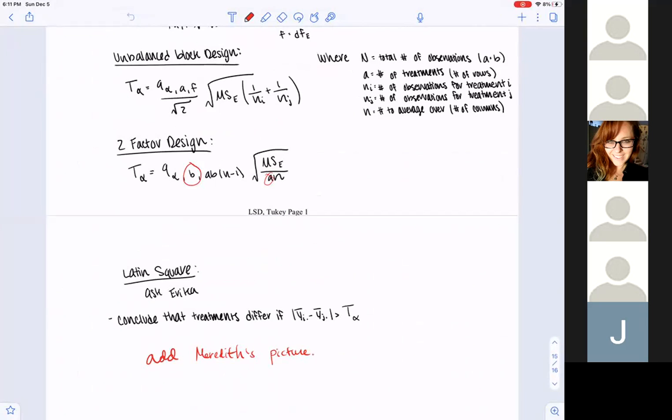When you wrote this, what did you mean by that? Because in Tukey, we can compare multiple treatments, right? Did you mean the number of treatments in the design or the number of treatments you're comparing?